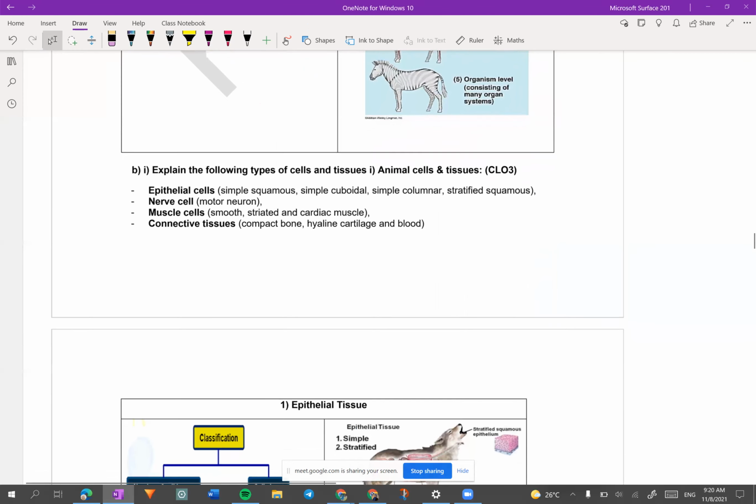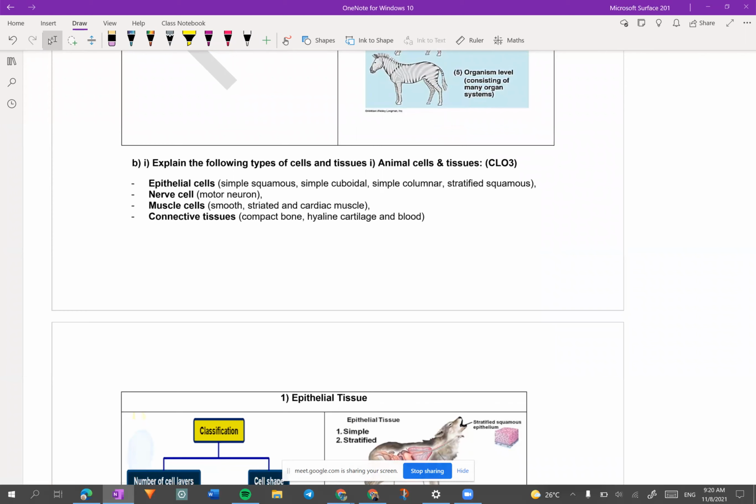So right now untuk animal tissue, okay, kita ada plant tissue dan animal tissue. Sebab plant dengan animal totally berbeza. That's why kita kena tahu dua-dua. So untuk animal tissue, we have epithelial, we have nerve cells, muscle cells, and connective tissue.